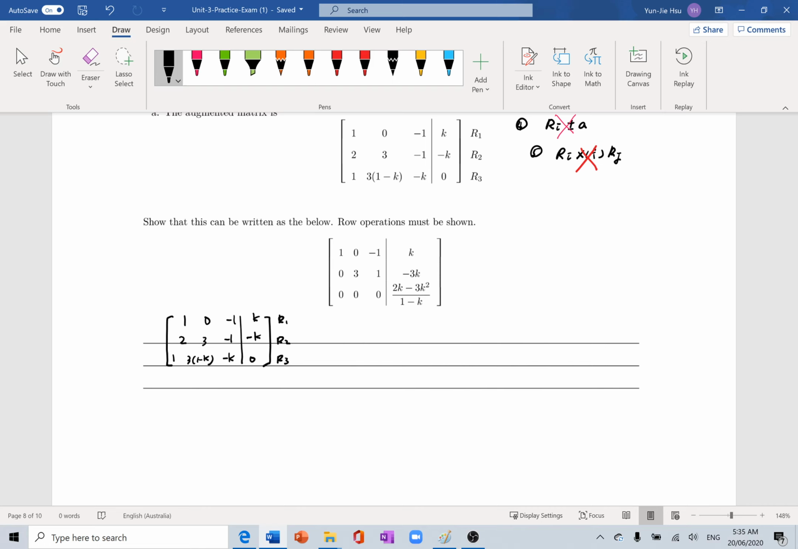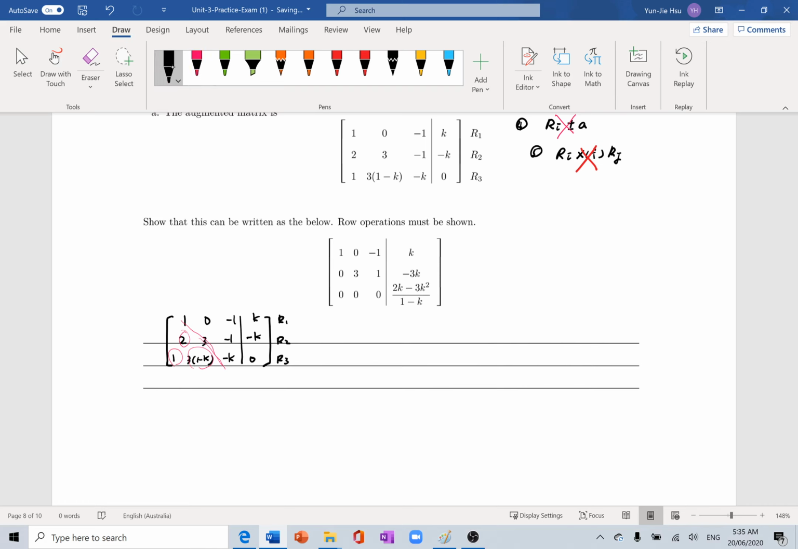But first, I will do row 2 minus 2 row 1 because I want to make here become 0, right? And then make here become 0, and then here become 0 too, right? I will keep this part, the diagonal is a number.